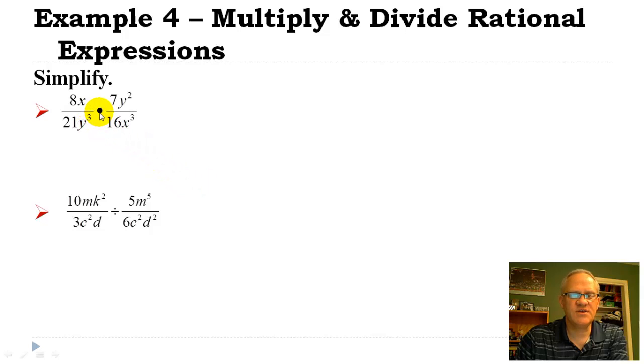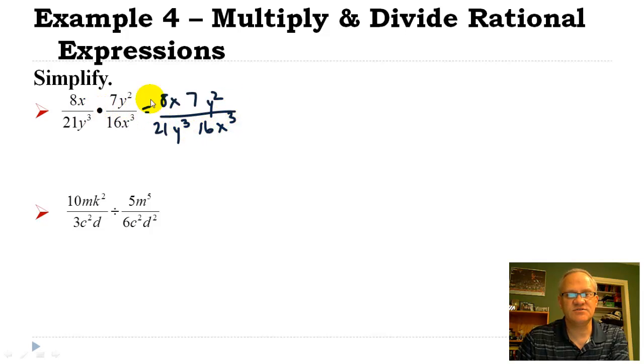In this case, the first one, we're multiplying. So really, all we have to do is think of this as everything on the top we're going to multiply together. You could go 8 times 7, make it 56, 21 times 16, and make it whatever, and then simplify from there. But what I would suggest is leave these as they are first, and then try to cancel what you can, and then multiply them together. So I just think of this as basically one big fraction.